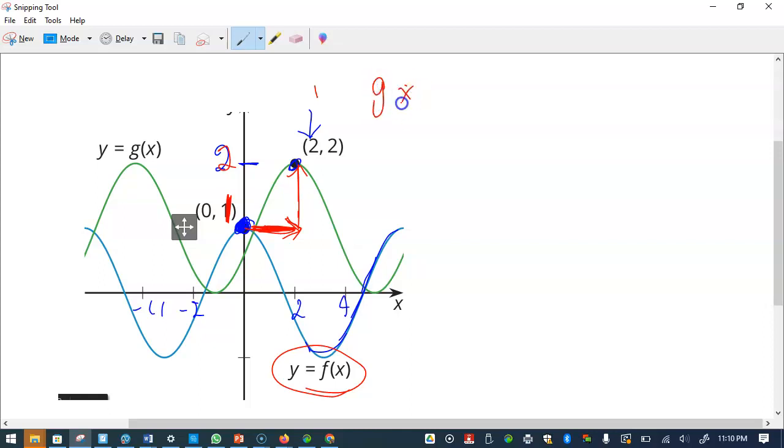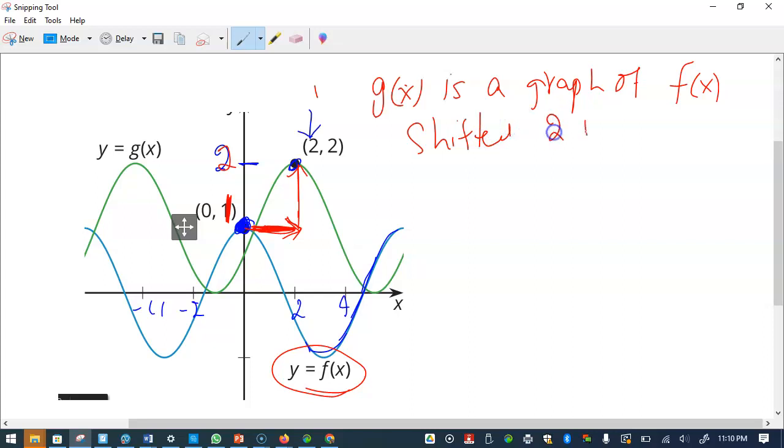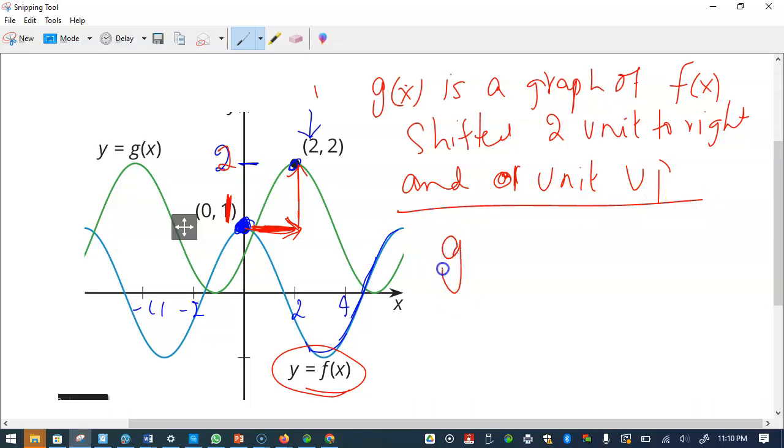You say, okay, g of x is a graph of f of x. It's a transformation of the f of x graph shifted 2 units to the right and 1 unit up. So in other words, you want to write the relationship. Let's see, if I want to write the new function g of x, the green color, the original was f of x.